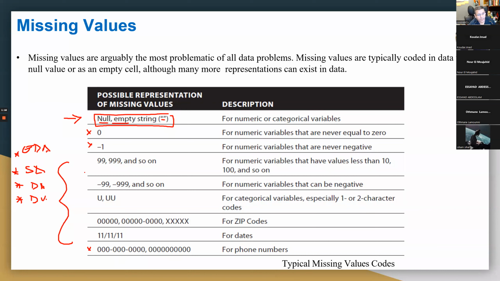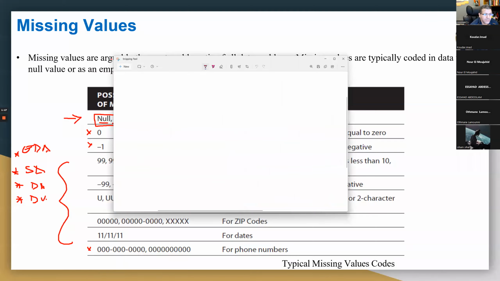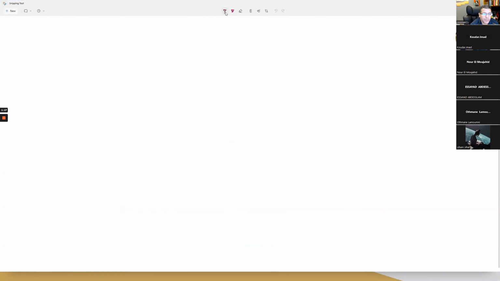Okay. دابا سؤال لكم, what do we need to do with missing values? How to deal with missing values? What to do with missing values? Of course, you need to understand and ask your team and talk to your team. And what now? What else?